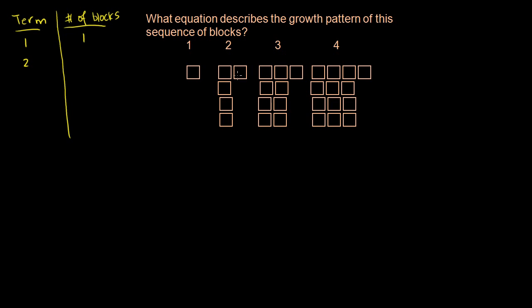What happened here? So it looks just like our first term, but we added a column here of 4 blocks. So it's like 1 plus 4 right there. So we're going to have 5 blocks right there. We added 4 to it.